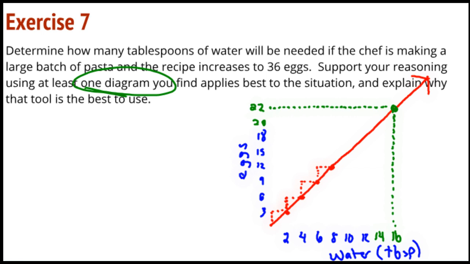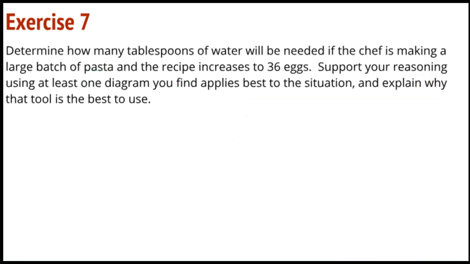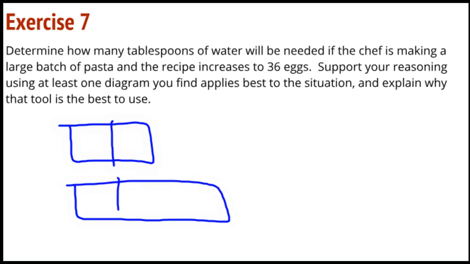So I need to go up to 36 eggs. Now, I've got my graph going here, and I could continue to extend that, but I'm not going to use the graph on this one. I'm going to go back to the good old standby of the tape diagrams, remembering that the ratio of the water to the eggs is 2 to 3.